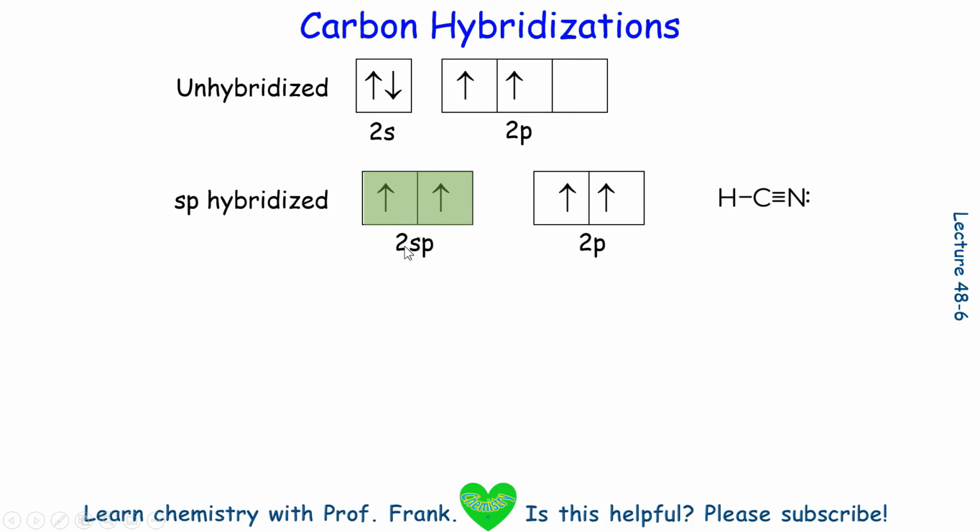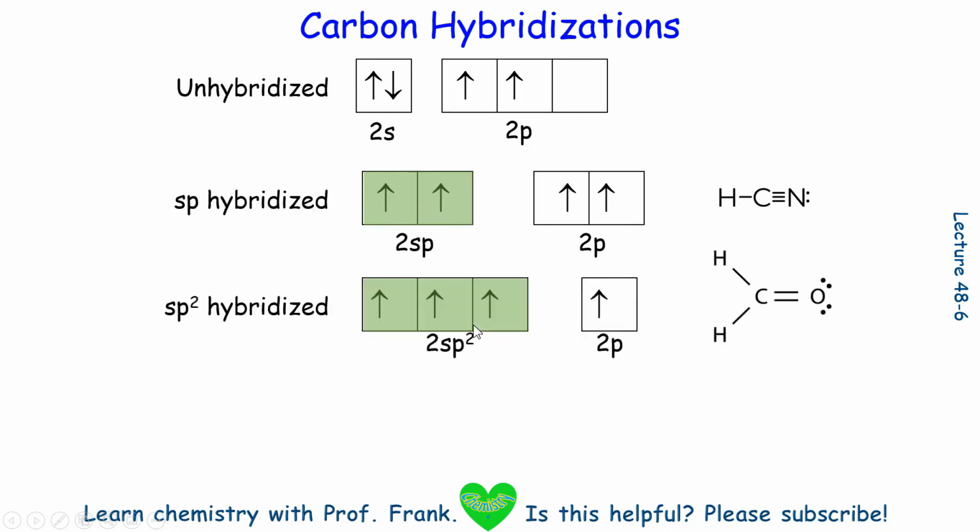So therefore 2 of the sp orbitals, and then there are 2 unhybridized 2p orbitals remaining. For example, in this molecule right here, carbon uses sp hybridization. The 2 orbitals for carbon use to form bonds with hydrogen and nitrogen, that's the sp hybridized orbitals.